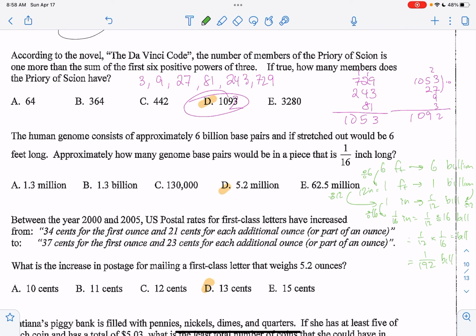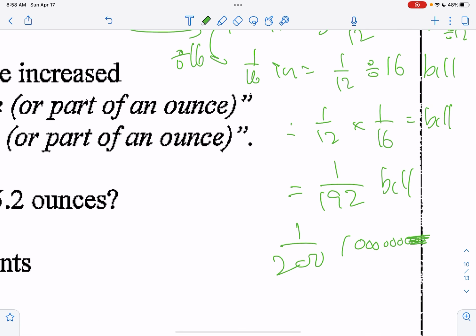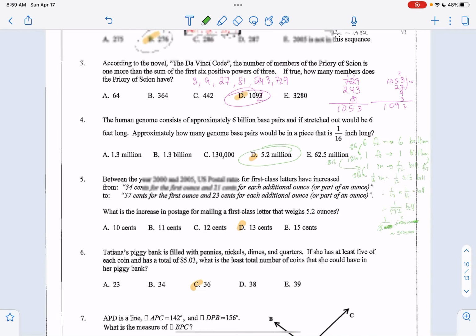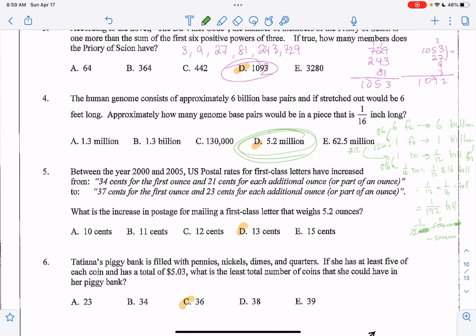So billion divided by 192 will be, you could just kind of round here, but it'll be a couple million, because you can estimate this about 1 over 200, and a billion has 9 zeros. So here, 2 of the zeros will disappear, and this 10 goes out with the 5, so the answer will be about 5 million. And choice D is the closest to 5 million.